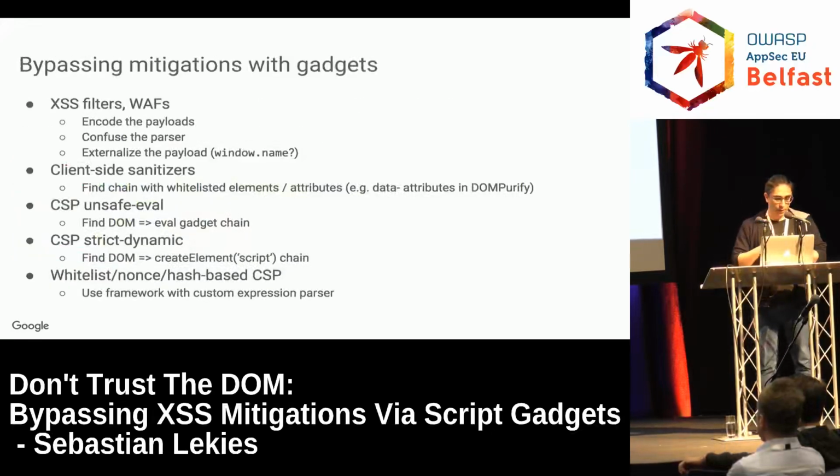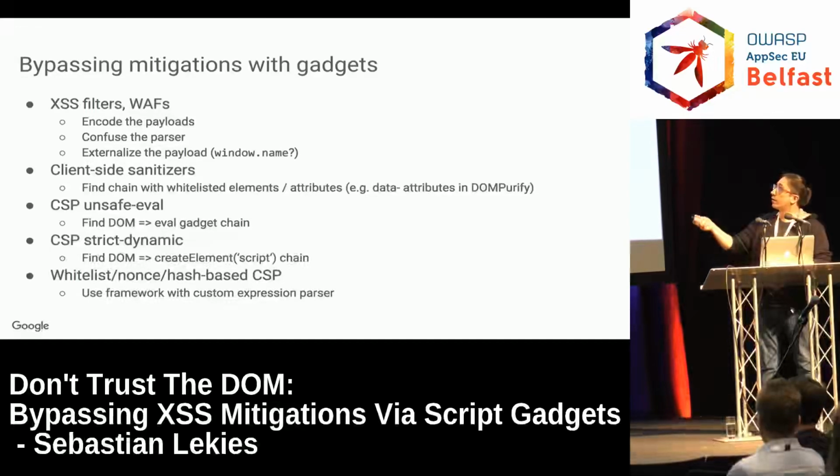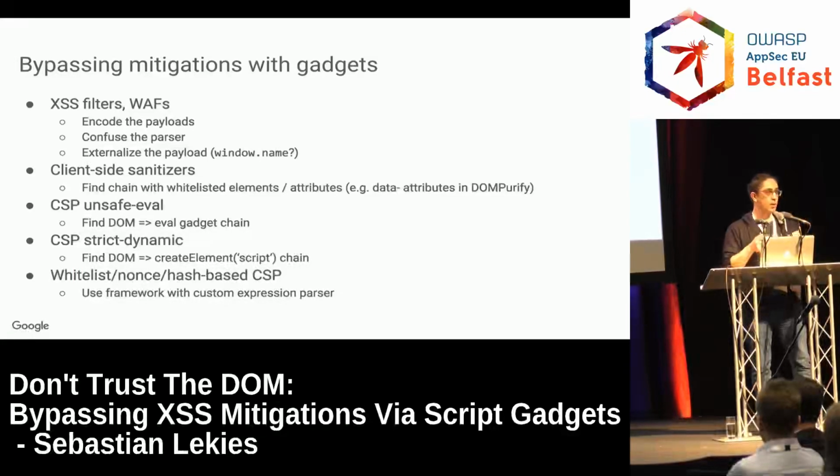So we have identified ways of bypassing various kinds of mitigations using script gadgets and chaining them. And we have some tips for you on how to achieve that, right? So if you want to use gadgets to bypass XSS filters or web application firewalls, well, the obvious trick is just encode the payloads. Even the expression languages give you various ways of representing the very same expressions in different ways. You can also confuse the parser, or a trick that we often used was to externalize the payload. So the actual alert or whatever we wanted to execute was part of the window name reference, and we simply bound to it.